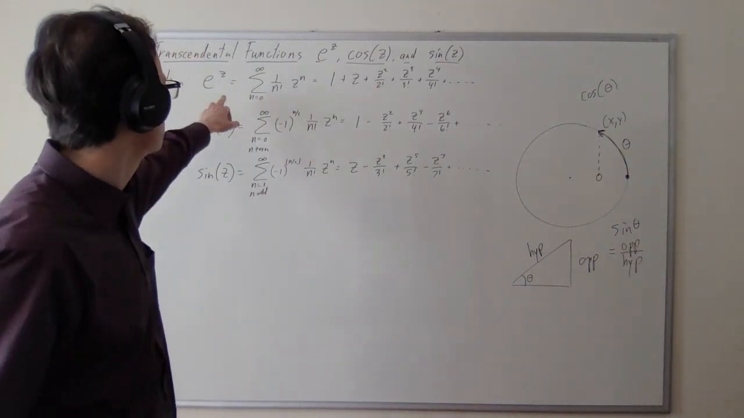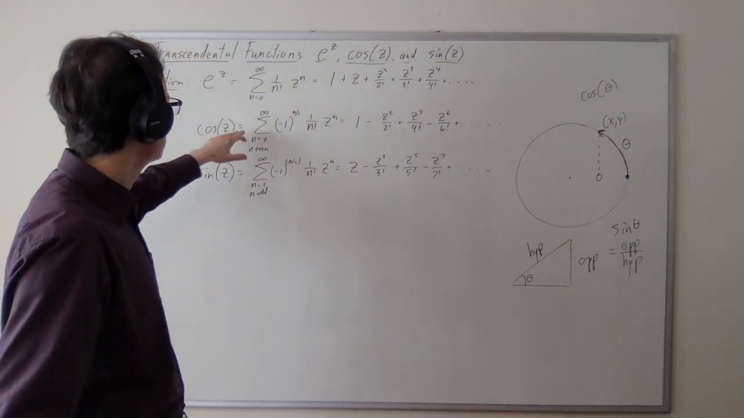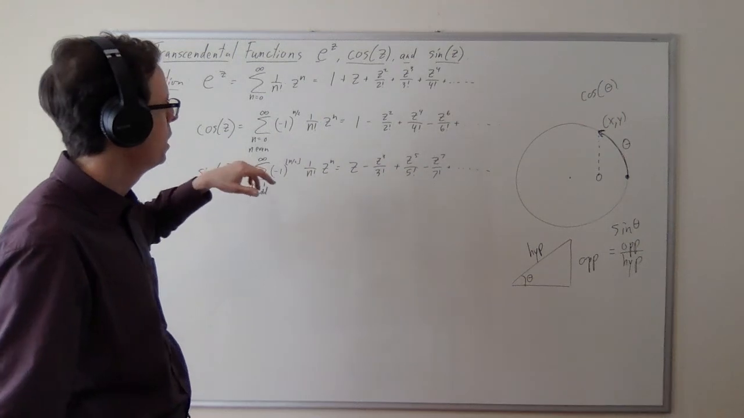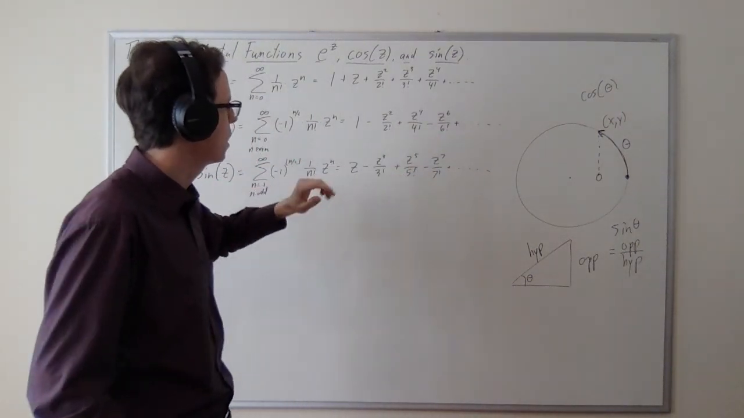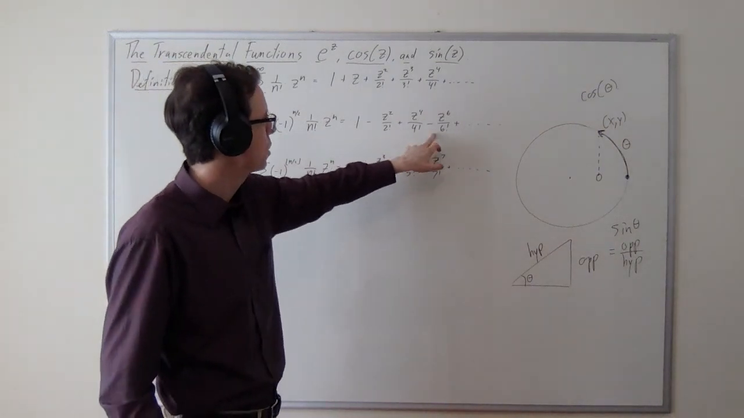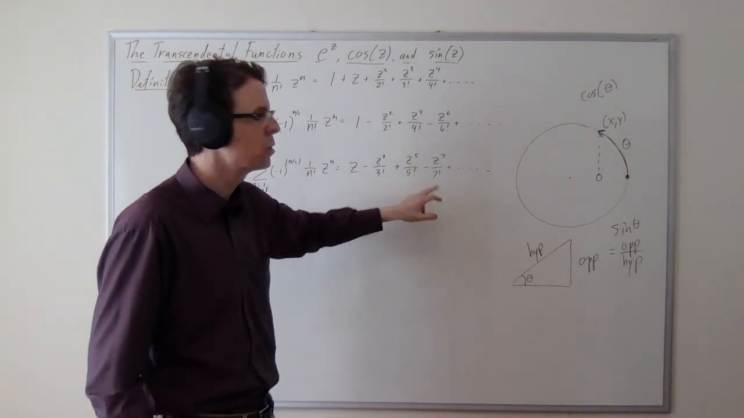Well, it's easy for the exponential e to the z, but it's going to be a challenge for the cos z and the sine z. And let me point out why. They have alternating 0 terms. All the odd terms are 0 in this case. All the even terms are 0 in this case.